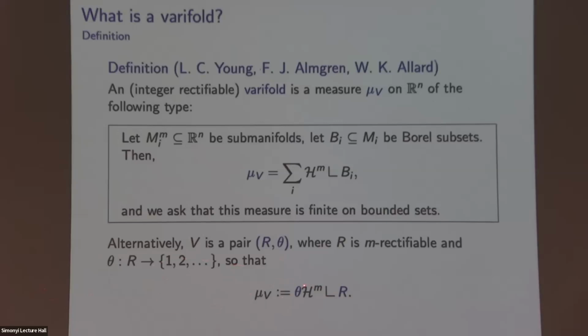Of course, once you have this representation of the measure, you get your set R and theta, and the other way around. So really, it's a matter of taste. Which one do you want to consider? When you speak of submanifold, or regular, yes, C1. Let's say C1.